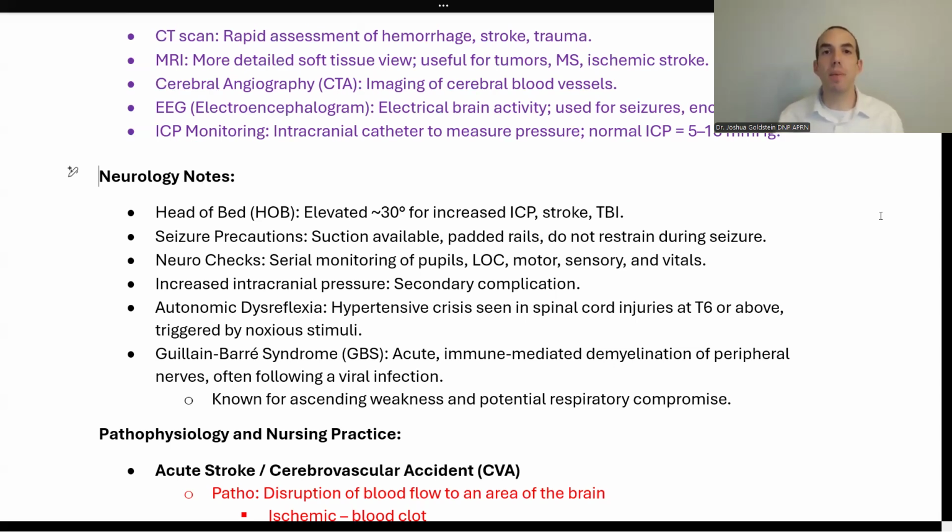Next, let's talk about autonomic dysreflexia. This is very commonly tested on, and it's actually pretty interesting. And the reason this is tested on is because there's actually a nursing intervention to fix it, which is pretty cool. So autonomic dysreflexia is what?